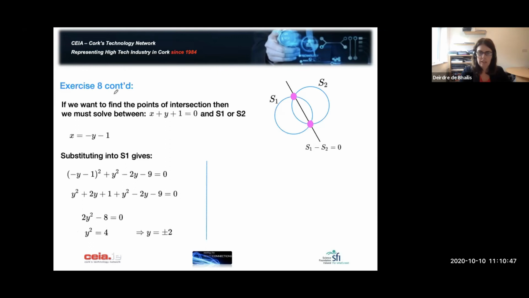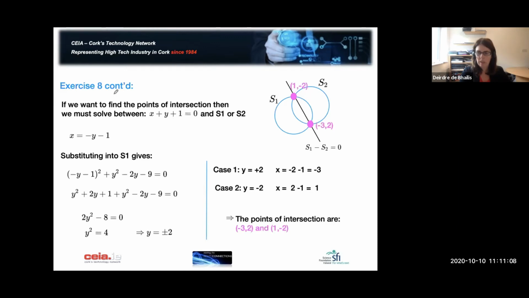So in the case where y is equal to plus 2, then x is equal to minus 2 minus 1, which is equal to minus 3. So that gives us our first point. And in the case where y is equal to minus 2, x is equal to 2 minus 1, and x is equal to 1. So again, just to finish off what I've been asked to do, the points of intersection are (minus 3, 2) and (1, minus 2).